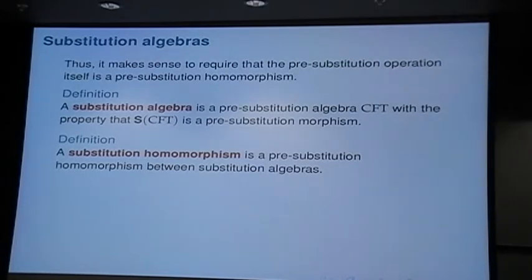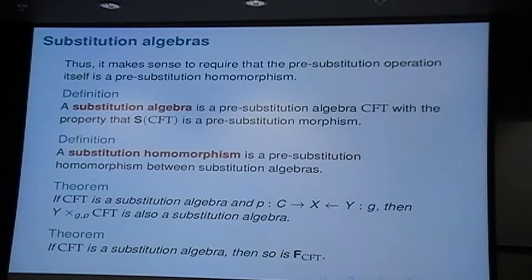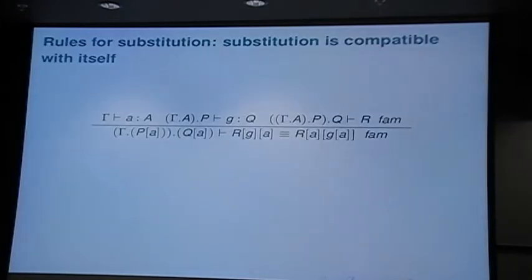Okay, so a substitution homomorphism is one that's between substitution algebras, and the whole thing is again stable under change of base and under slicing. That always holds all the time. And the fact that substitution is itself a pre-substitution homomorphism shows in the rules like this: if you have a term A and a term G, and you substitute some family first by the G and then by the A, then you could have first substituted this thing by A, but now you cannot substitute by G anymore, but you can substitute by GA itself.